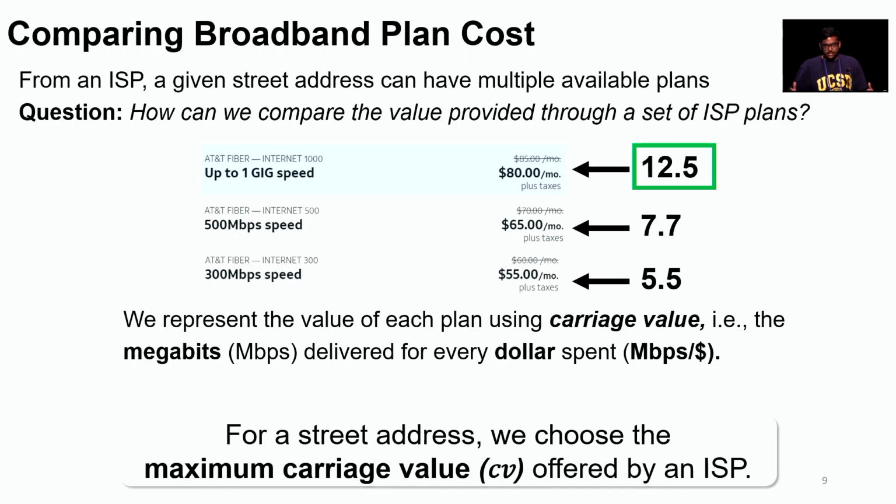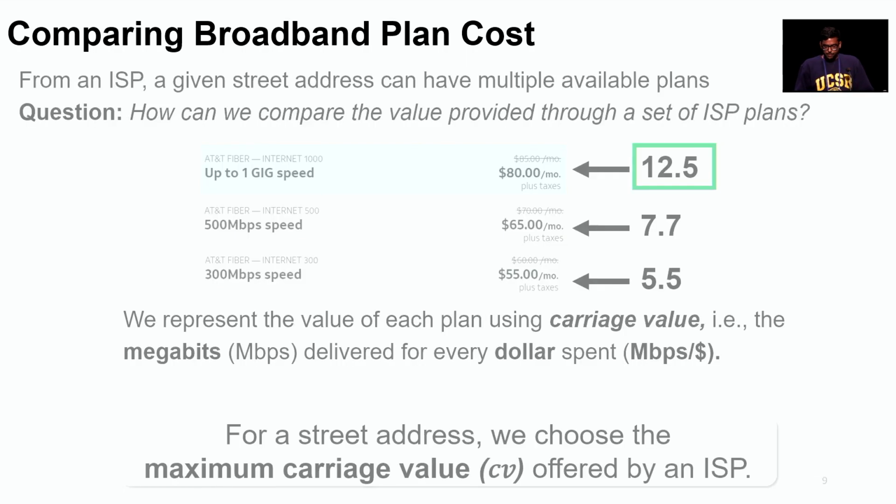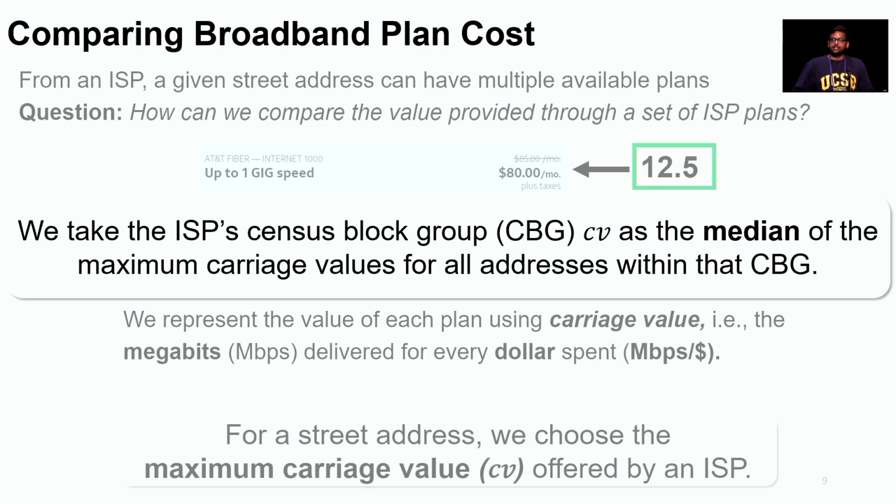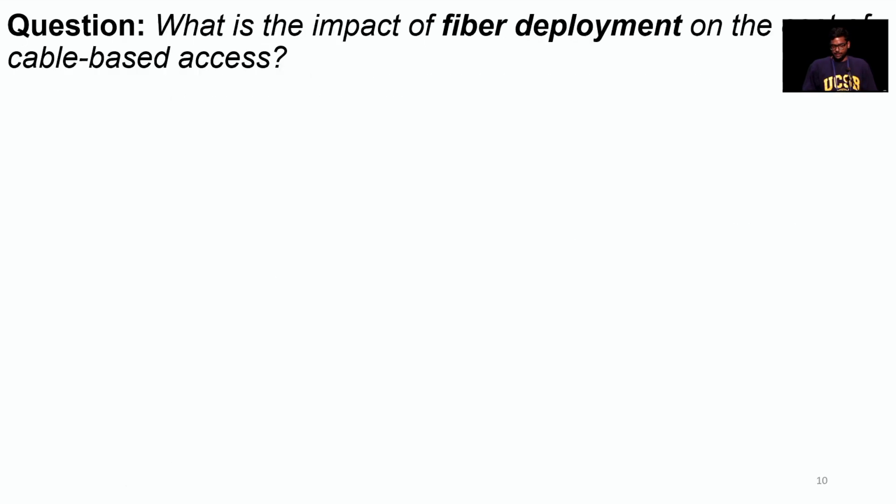Now we have conducted this analysis. We are not going to present it in the interest of time, but our analysis further revealed that at the census block group level, which is the smallest unit of demography at which census releases various demographic information, this particular metric of CV for an ISP does not vary much in the US. So to facilitate our analysis and also to conduct future analysis related to demographics, we essentially take the median of these maximum carriage values at the street address level to denote the census block group level carriage value and take the rest of the analysis forward from here.